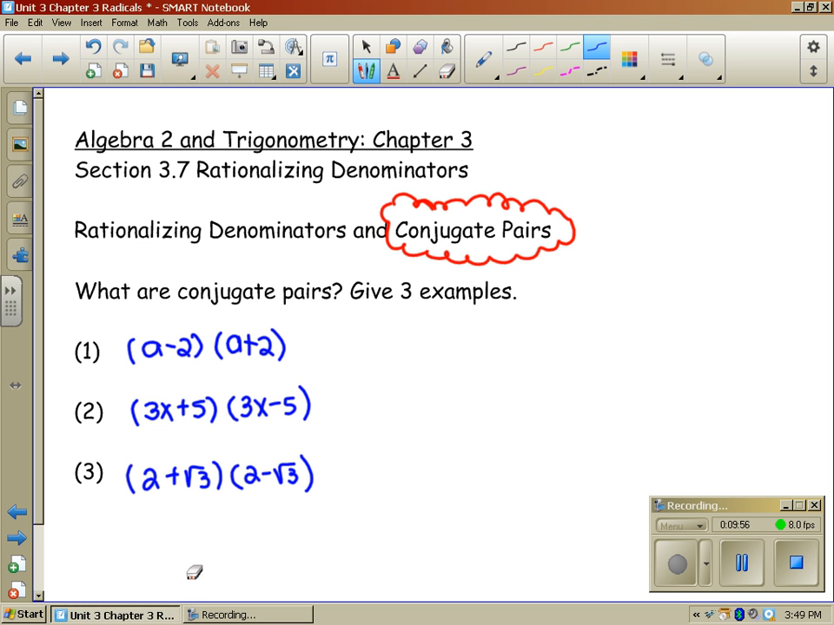Remember the term conjugate pairs. It's important that you remember what that means. Next page.